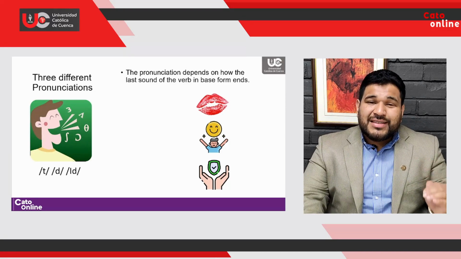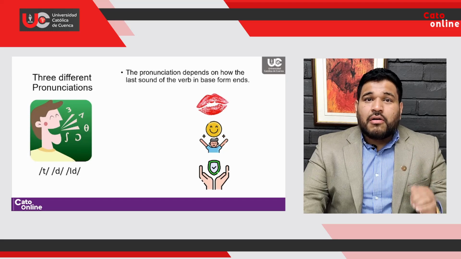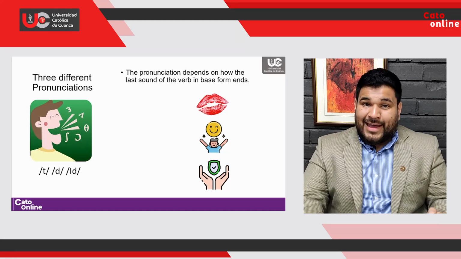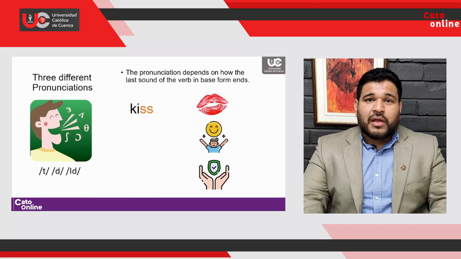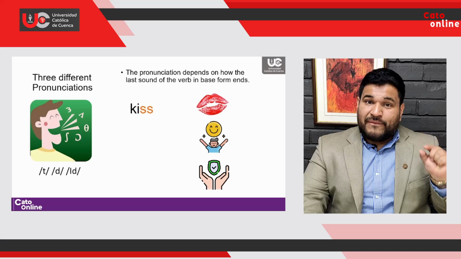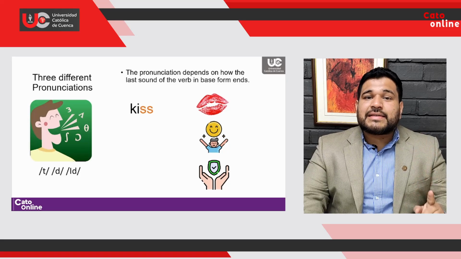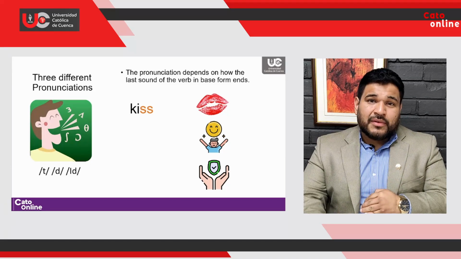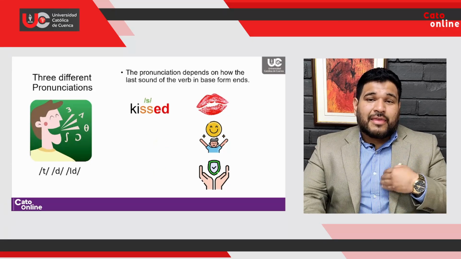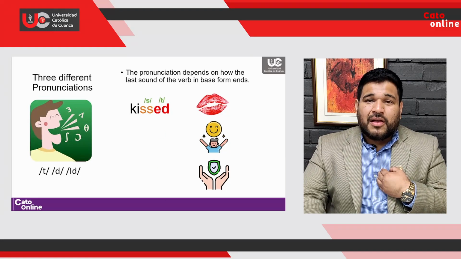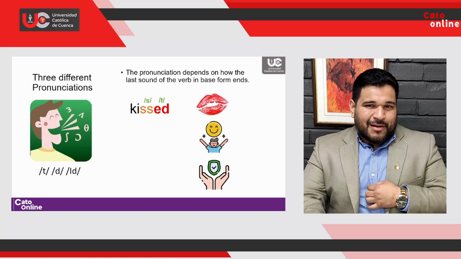Okay? So the pronunciation will always depend on how the last sound of the verb in base form ends. For example, here we can see the verb kiss. Okay? As you notice, the last sound of the verb is s. Okay? When I'm turning it into the past, we can see that the pronunciation is kissed. Okay? Let's listen to another example.